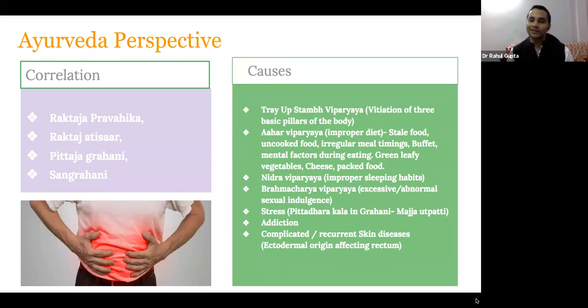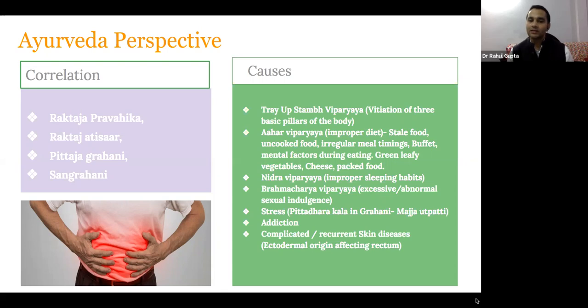The next positive factor is stress. In Ayurveda, Pitta Dhara Kala is related with Grahini and Majja Utpatti. Actually, it means that our brain is in sync with our digestive organs, including the large intestine. So the stress factor is very important, and can cause or worsen the incidence of ulcerative colitis. Next positive factor is addiction. Any kind of addiction, that is excessive alcohol, smoking, chemical abuse, can also cause ulcerative colitis.